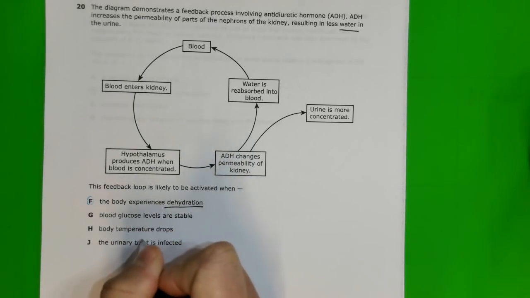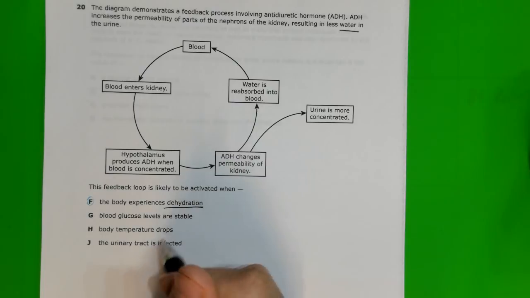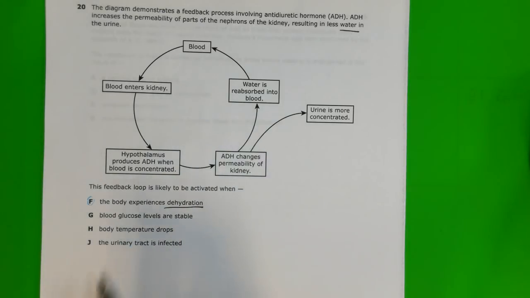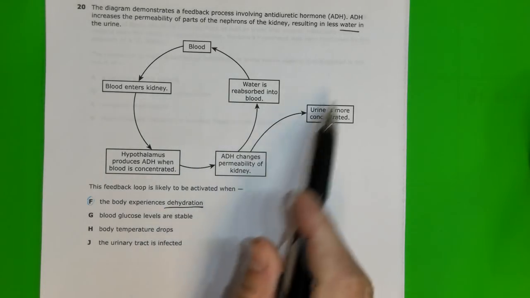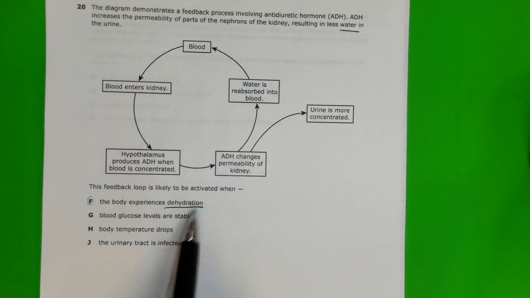Glucose isn't even mentioned. Body temperature isn't mentioned in the question at all. It talks about the urinary tract, but it doesn't say anything about the infection. So again, if you don't know the content, try to match like words from the question, like water, to a process or an experience like dehydration, which is the too much water loss in your body.